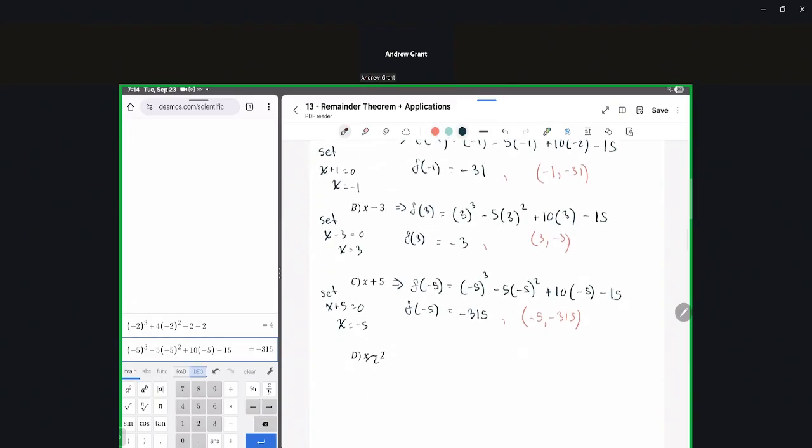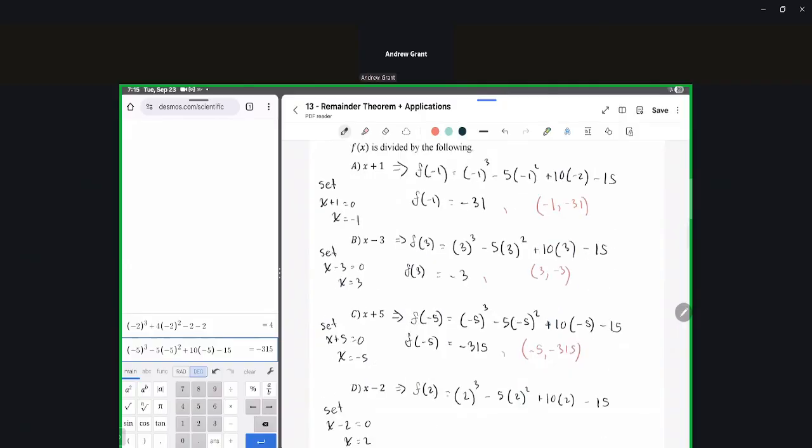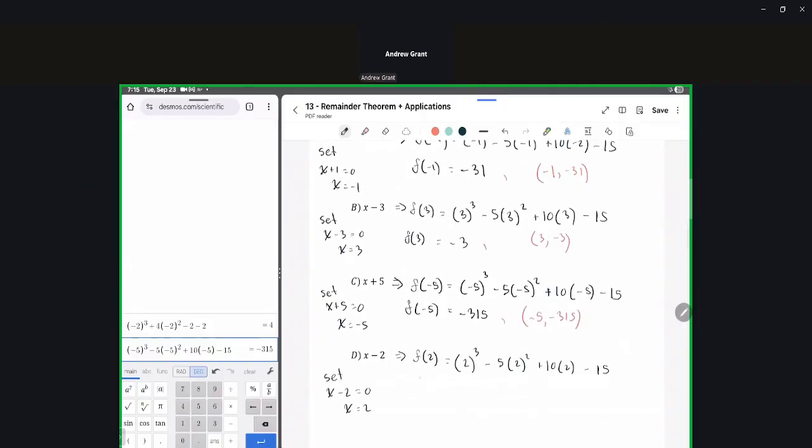Lastly, but not leastly, suppose we have x minus 2. So again, follow the exact same formula as before. Set x minus 2 equal to 0. So x must be equal to 2. And so f of 2 is 2 to the power of 3 minus 5 times 2 to the power of 2 plus 10 times 2 minus 15. Okay, I just go back up to check to make sure we're doing these things correctly, and we are.